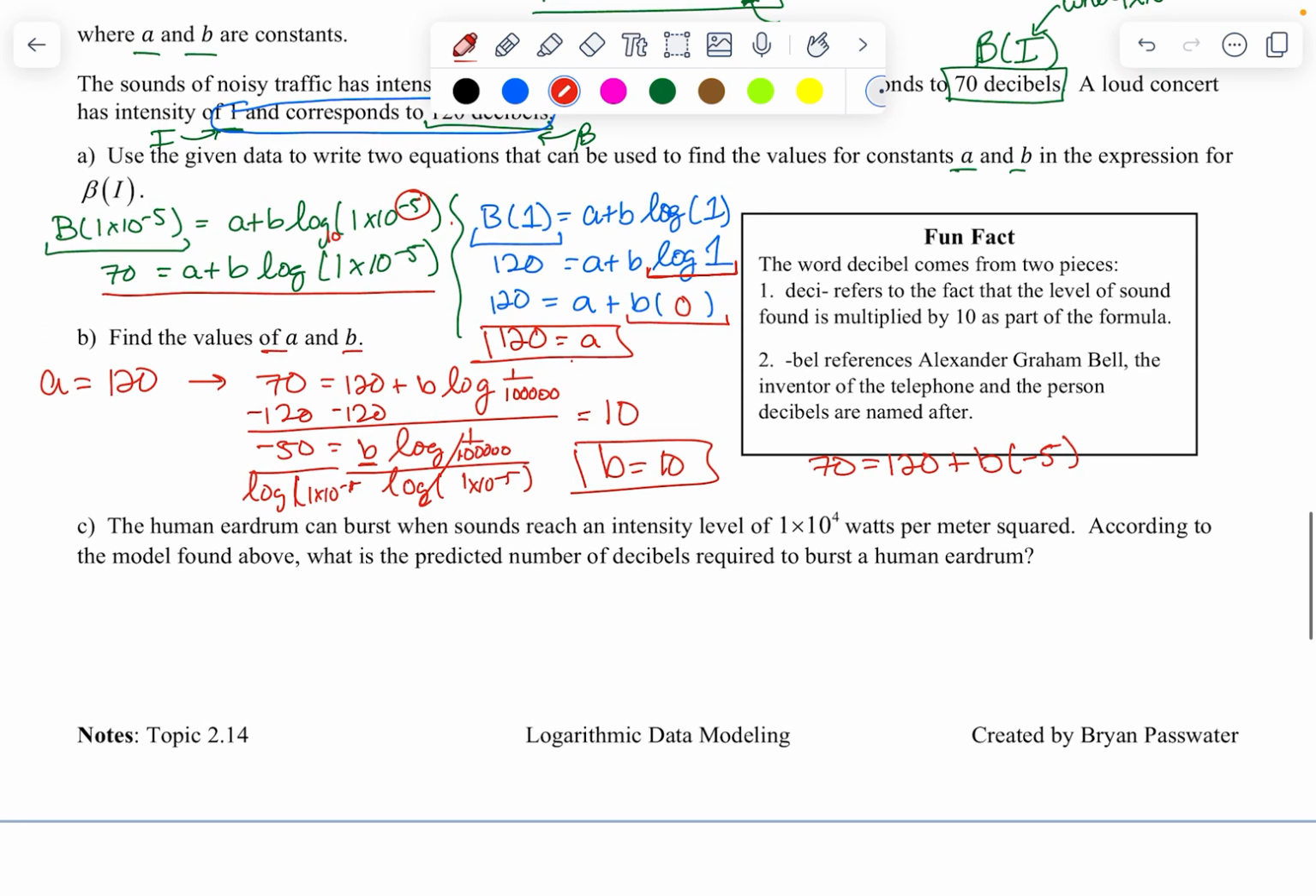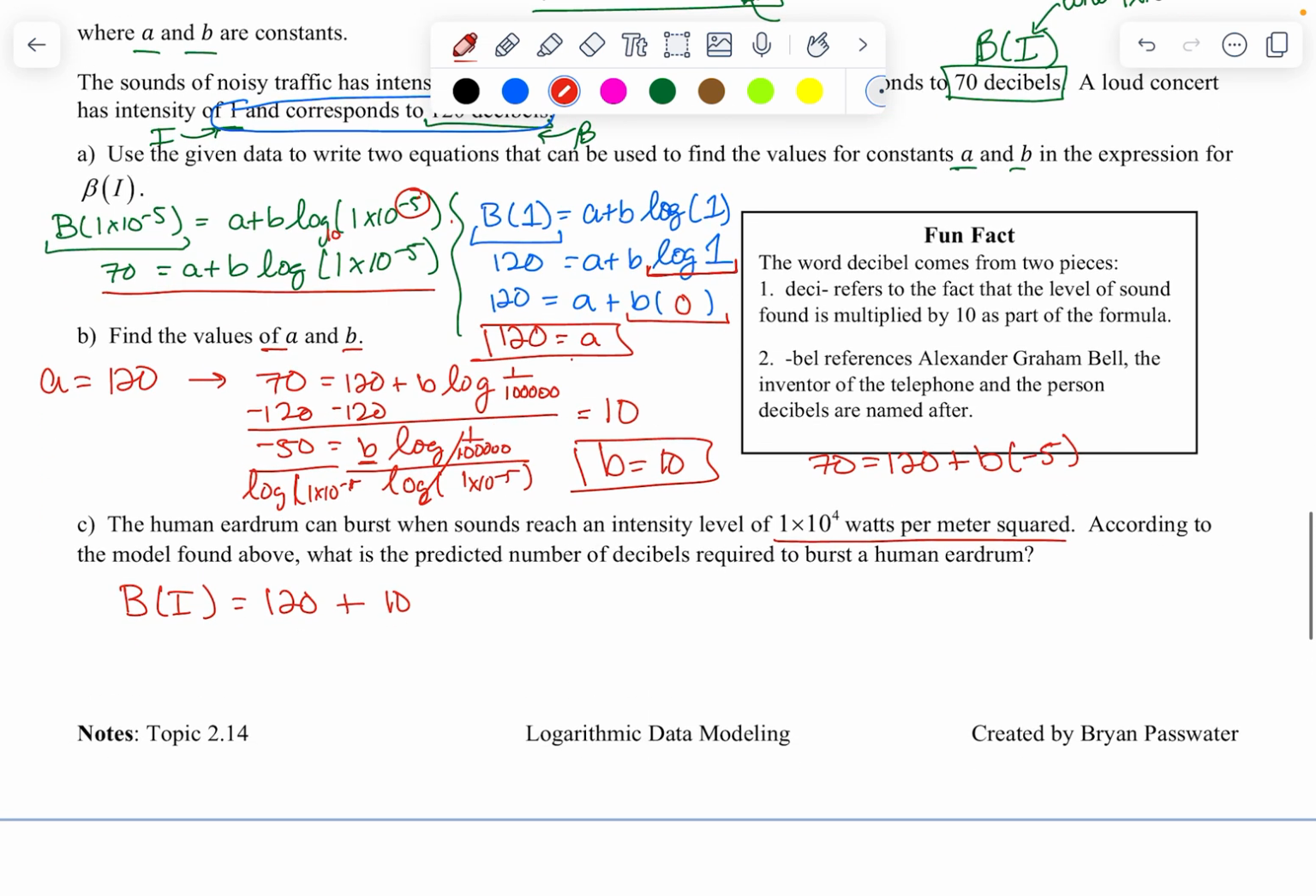And then the last part is about the human eardrum. It can burst when sounds reach an intensity level of 1 times 10 to the fourth watts per meter squared. According to the model found above, what is the predicted number of decibels required to burst a human eardrum? So the model that we found above follows the equation B of I is equal to A, which is 120, plus B, which is 10, times log base 10 of I.